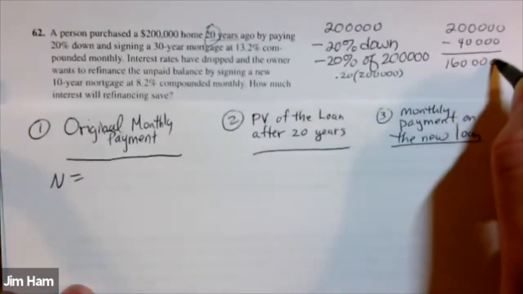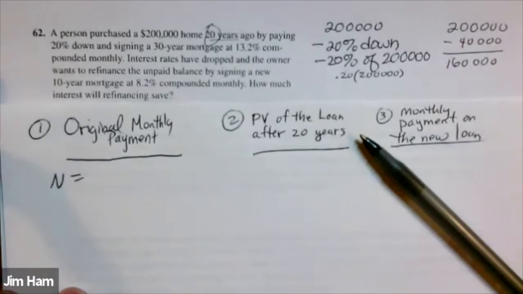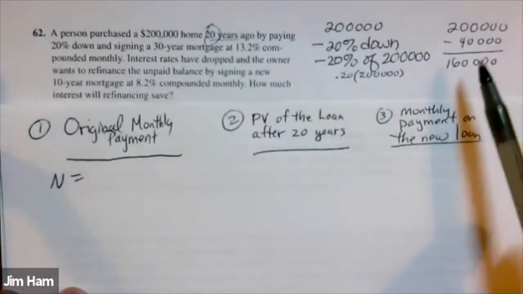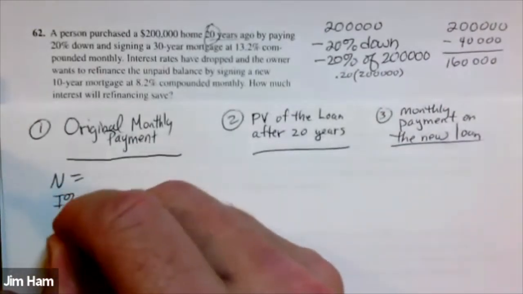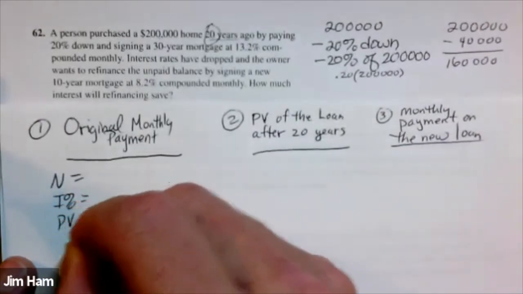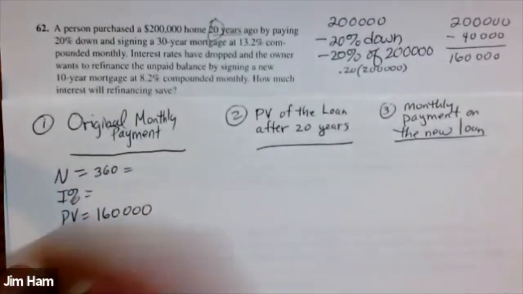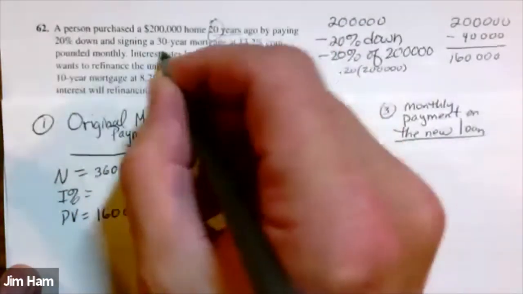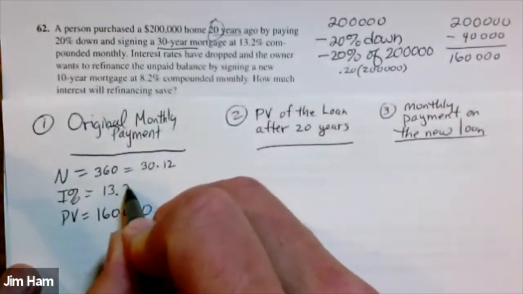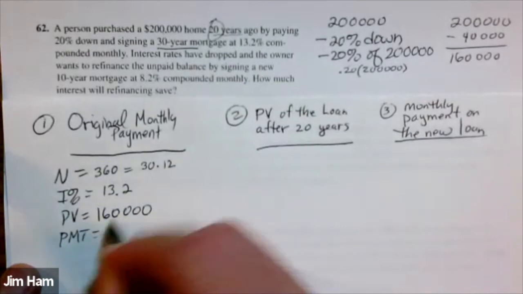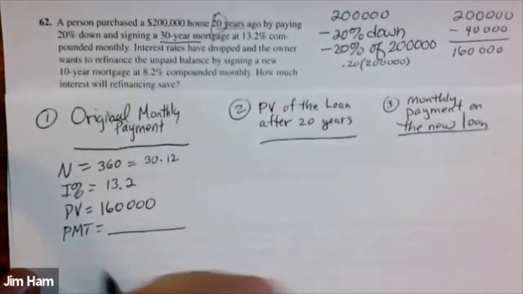So the loan amount that you have to take out is not the 200,000 because you've actually paid down the 200,000 by 40,000. So the money that you have to borrow is only the 160,000. And that there is the present value of the loan. There are going to be 360 payments in the original loan because it was a 30-year mortgage with monthly payments. The interest rate was huge, 13.2%. The payment is what we want here. So the original payment is what we're calculating.